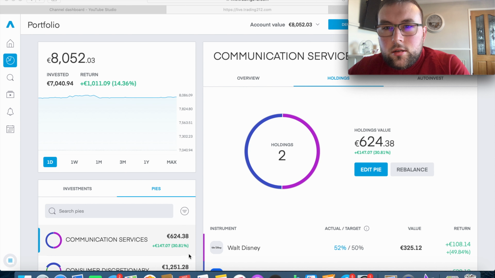So that's my overall portfolio at the moment and what percentages are allocated to each sector and my plan of action going forward for each of these sectors as well.